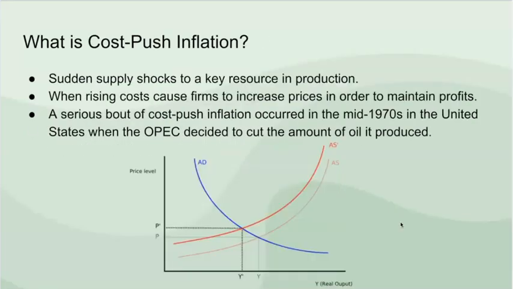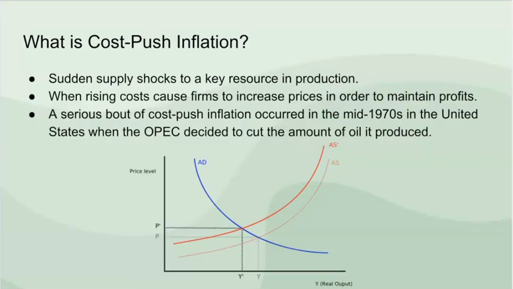What is cost push inflation? So, this is sudden supply shocks to a key resource in production. Basically, when rising prices cause firms to increase prices in order to maintain profits. So, in other words, when production costs rise and the producers pass the increase on to customers.